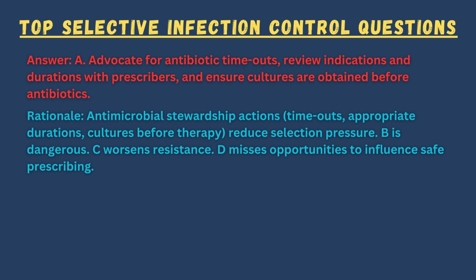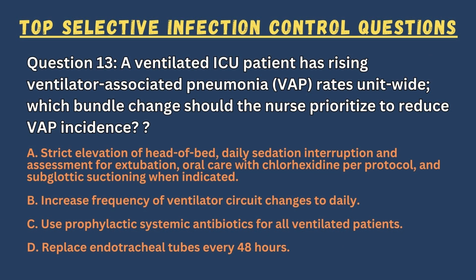Rationale. Antimicrobial stewardship actions, timeouts, appropriate durations, cultures before therapy reduce selection pressure. B. Is dangerous. C. Worsens resistance. D. Misses opportunities to influence safe prescribing. Question 13. A ventilated ICU patient has rising ventilator-associated pneumonia (VAP) rates unit-wide. Which bundle change should the nurse prioritize to reduce VAP incidence? A. Strict elevation of head of bed, daily sedation interruption and assessment for extubation, oral care with chlorhexidine per protocol, and subglottic suctioning when indicated.